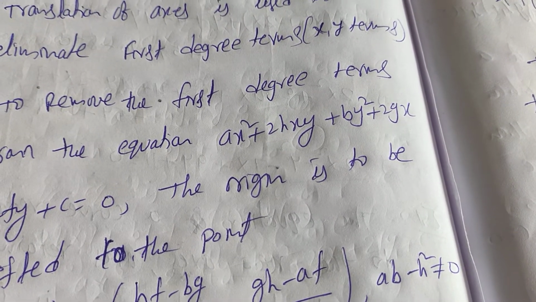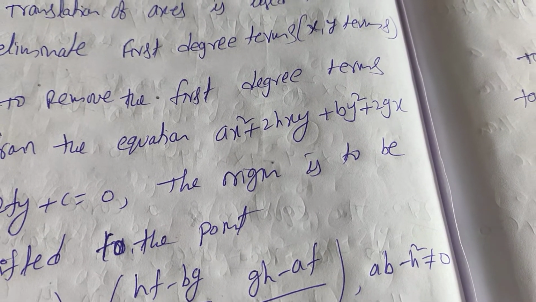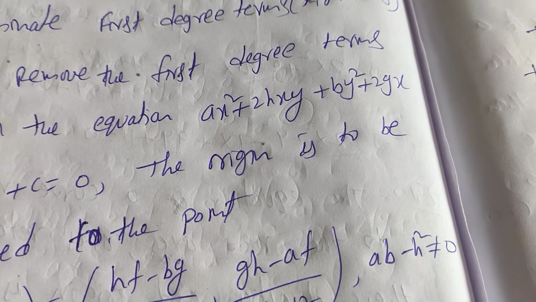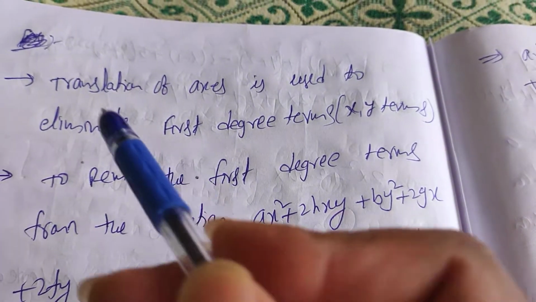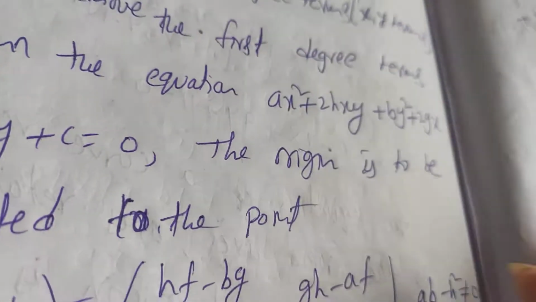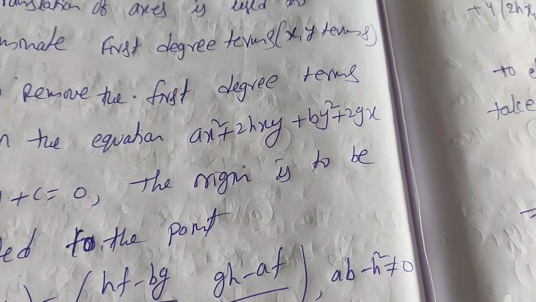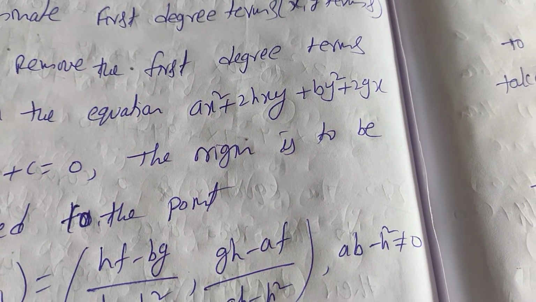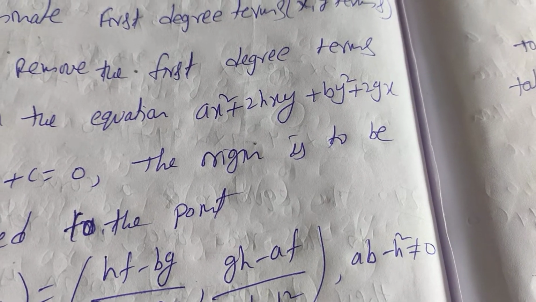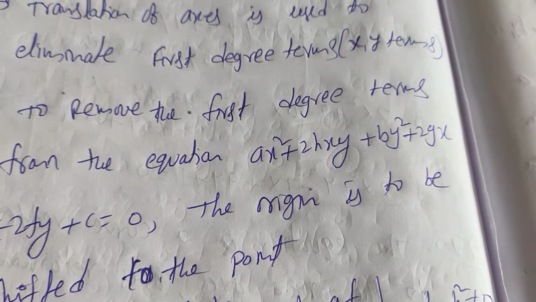So now we are going to find that shifted point so that the x, y terms will be eliminated. Translation of axis is useful for eliminating x, y terms. So for what point, if you shift the origin, will the x, y terms be eliminated? Now we are going to find that point.